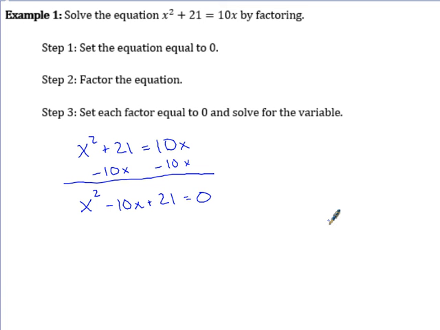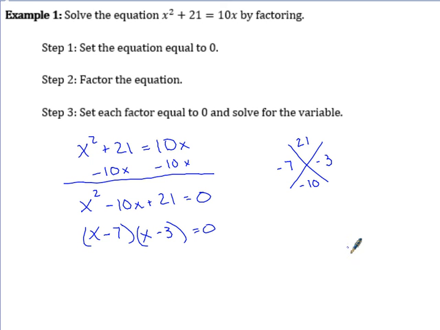Alright, so once I have it set equal to 0, then I can factor it. So x squared minus 10x plus 21, I'm going to factor that. So I'm looking for numbers that multiply to 21 and add to negative 10. Alright, that would be negative 7 and negative 3. So my factors are x minus 7 and x minus 3.